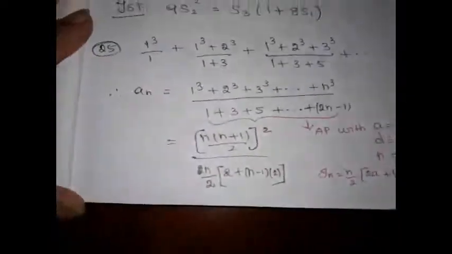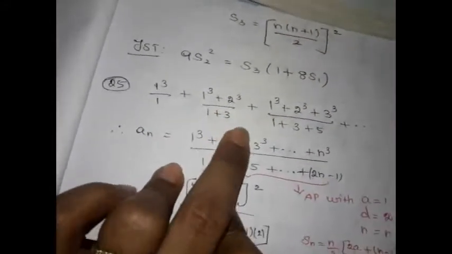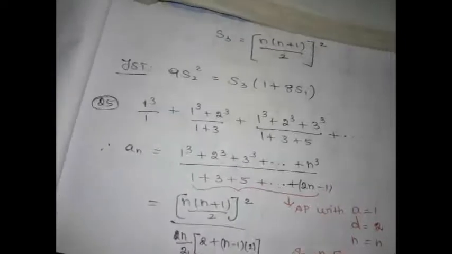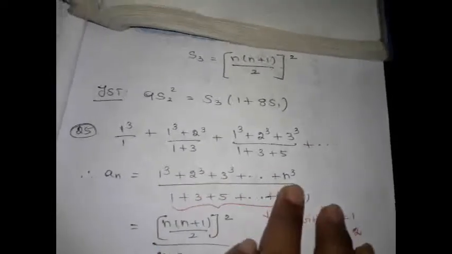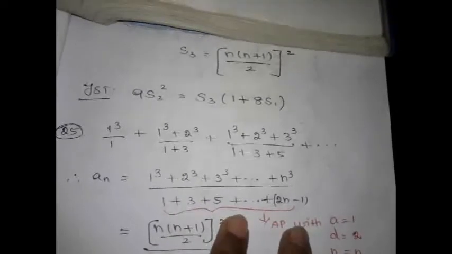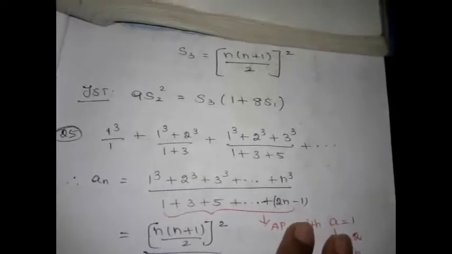Find the sum of the following series up to n terms. They have given you a series and they asked you to find the sum to n terms. So, what is the series there? 1 cube by 1, 1 cube plus 2 cube divided by 1 plus 3. Likewise, it goes on. So, what will be our nth term? 1 cube plus 2 cube plus 3 cube plus etc. till n cube divided by 1 plus 3 plus 5 etc. Since these are odd numbers, your last term is going to be 2n minus 1.